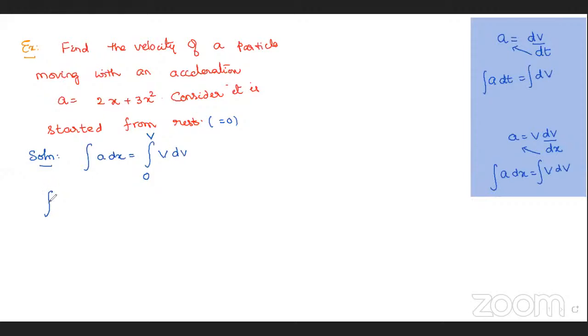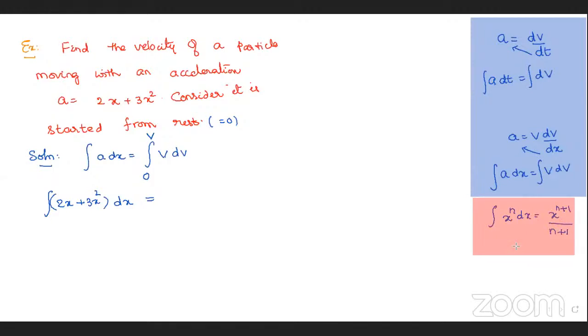Here, integral. Acceleration given as 2x plus 3x square into dx, is equals to, better I integrate this one. I think you remember that formula, very famous formula, integral x power n dx is x power n plus 1 by n plus 1. This was the formula, I think, previous two classes we used the same formula.